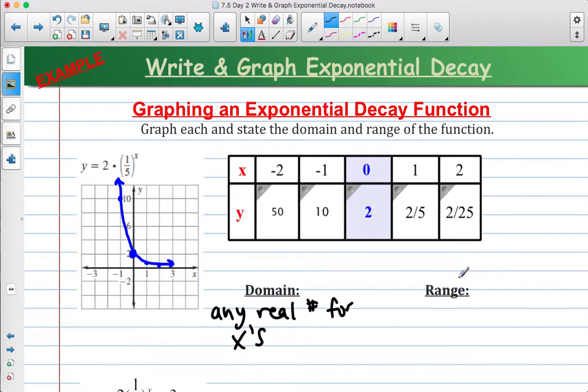My range, or my y values, the only y's I'm going to get are the positive ones. So my y's have to be bigger than 0. Example of an exponential decay that decays pretty quickly.